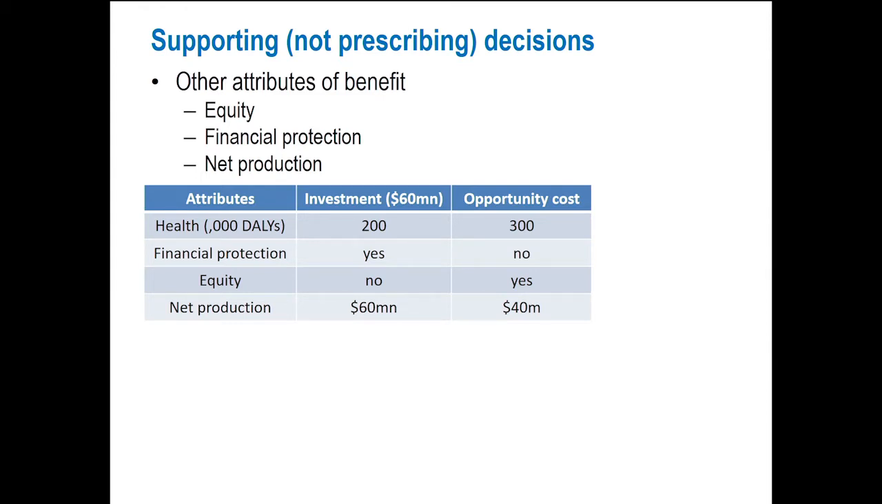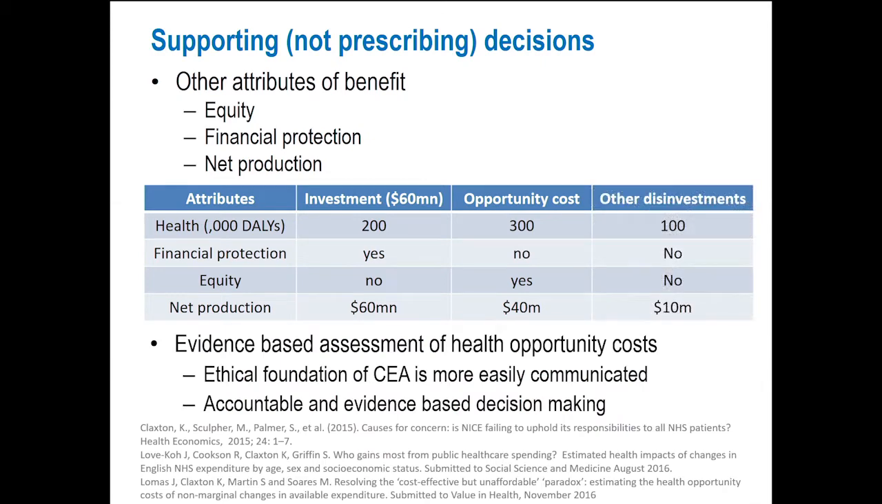If our health opportunity cost is $200 per DALY, then we would expect to lose 300,000 DALYs elsewhere. We might not offer financial protection, but we might improve equity, and we might also gain $40 million worth of net production elsewhere in the economy. What's the trade? That's a political question for those that are accountable and responsible to their populations. Is it worth it? Is a gain of $20 million worth a loss of 200,000 DALYs? I'm very pushed for time, so I'm going to press on.